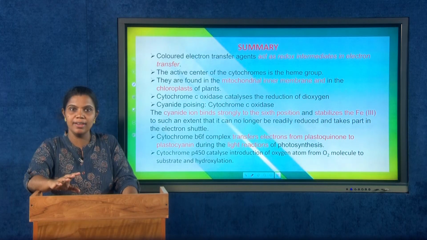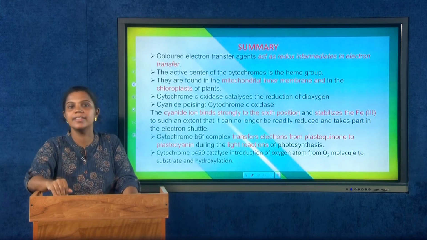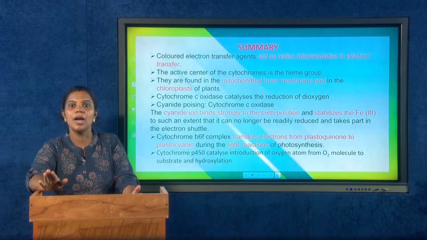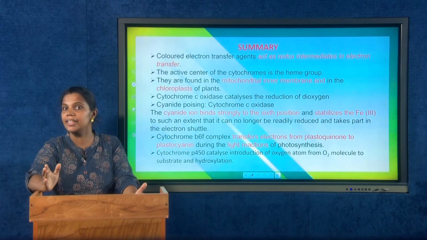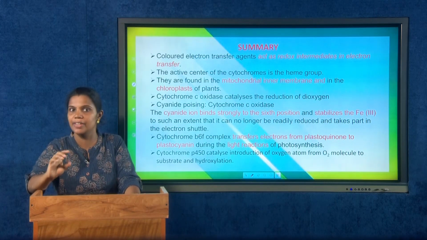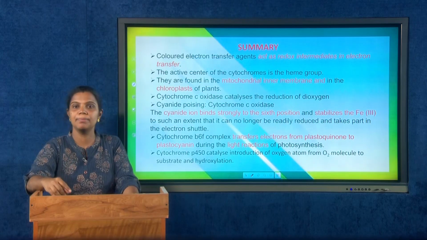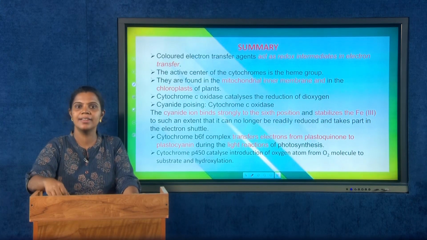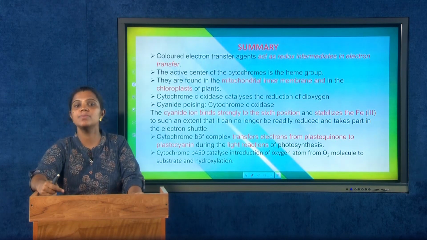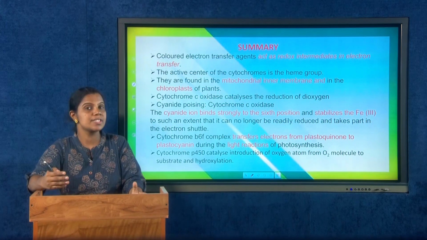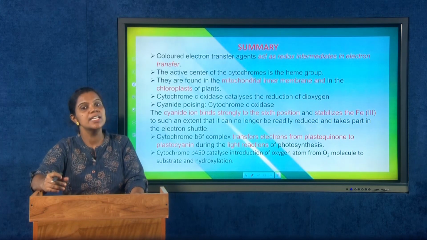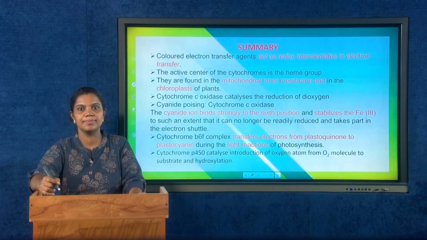Now, moving on to the summary. In this module, we have studied what cytochromes are. Cytochromes are simply the colored electron transfer agents that are part of the electron transport chain, and these are redox intermediates. In most of the cytochromes, we have the heme group as the active center. They are found in the mitochondrial membranes and chloroplasts of plants. We have learnt about cytochrome c oxidase and its function. We have studied cyanide poisoning. We have also learnt about the cytochrome b6f complex and also cytochrome P450. Thank you.